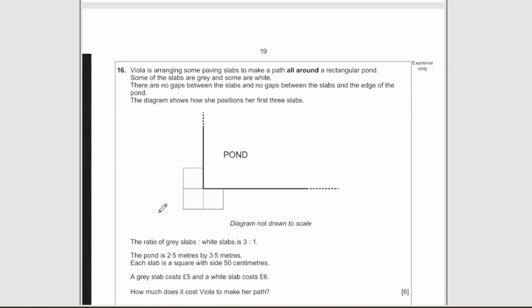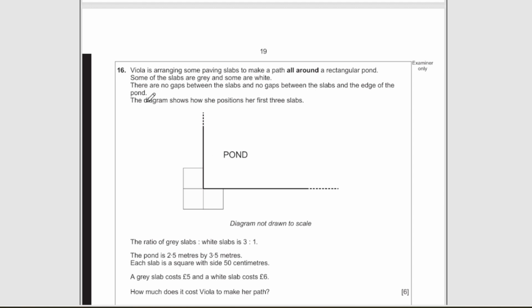Question 16. Viola is arranging some paving slabs to make a path all around a rectangular pond. Some of the slabs are grey and some are white. There are no gaps between the slabs and no gaps between the slabs and the edge of the pond.